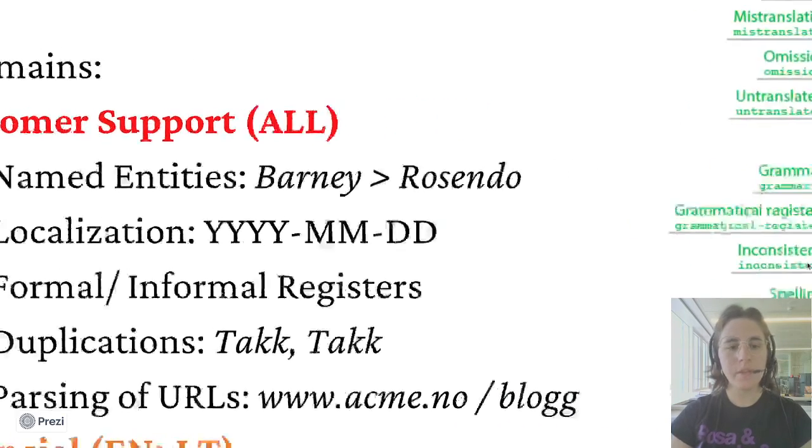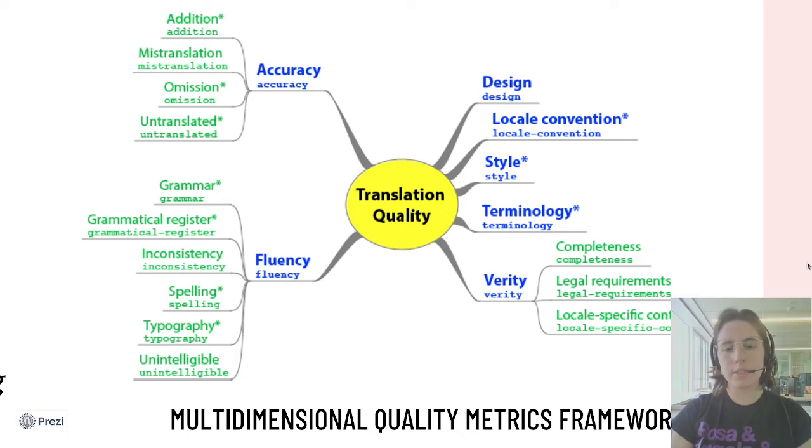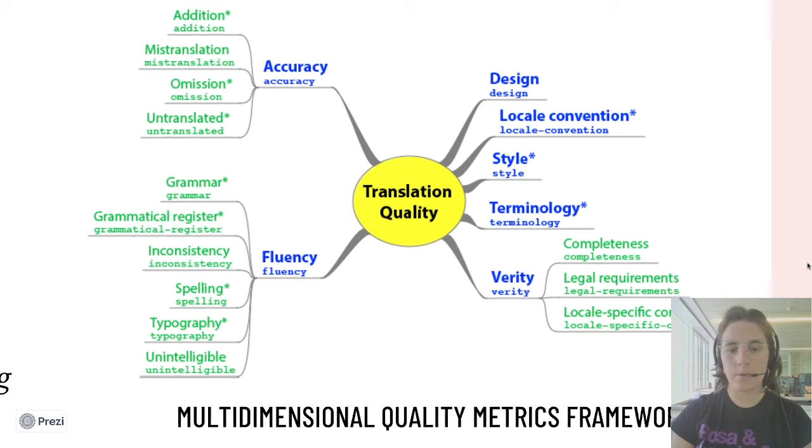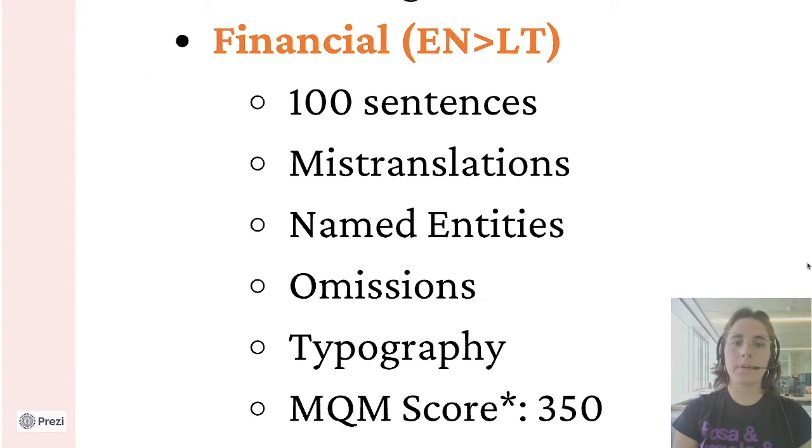Then, for the financial and biomedical domain, we have used the Multidimensional Quality Metrics framework. For those who don't know, it is a framework that provides some categories that you can use for your error analysis, and you can choose which ones you want to keep to then perform this analysis. Now, in the case of the financial domain, we have only performed an analysis of 100 sentences from English to Latvian, and we found mistranslations, named entities that were also translated, some omissions and some typos, and the final MQM score is 350. Now, the reference MQM score for humans to be able to say that a document has passed the analysis is 50. So you can see that 350 is a much higher number, and that's why we considered also that the quality of these translations was not very high.